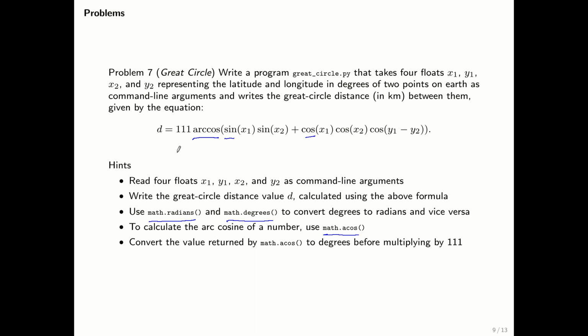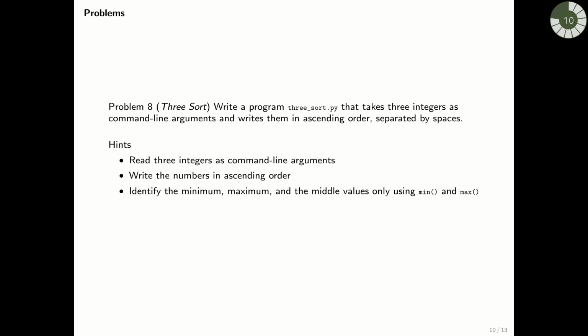And once you have that result, that is the great circle distance which you will write for output. The next problem is called 3-sort. Here you're supposed to write a program called 3sort.py that takes 3 integers as command line arguments. And it's supposed to write them in ascending order separated by space. Okay, and here in this program you're not supposed to use any conditional. All right, and instead you're only supposed to work with the min and max built-in functions.